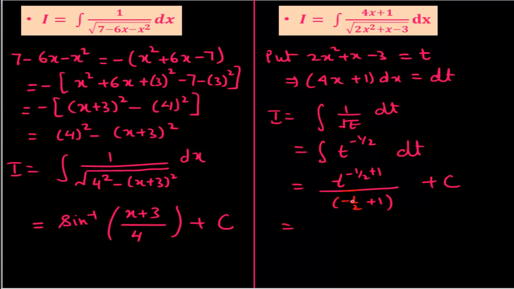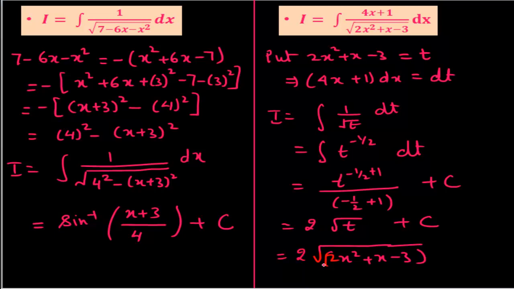See the denominator, it is 1 minus 1 by 2. So in the denominator you will get 1 by 2. On converting it into multiplication we get 2 here. And this is t to the power 1 by 2. That means square root of t plus constant of integration. So putting the value of t we get 2x square plus x minus 3 under the square root. So the integral is 2 multiplied with square root of 2x square plus x minus 3 and the constant of integration. So in this case we could see 4x plus 1 came out to be the derivative of the polynomial in the denominator under the square root.